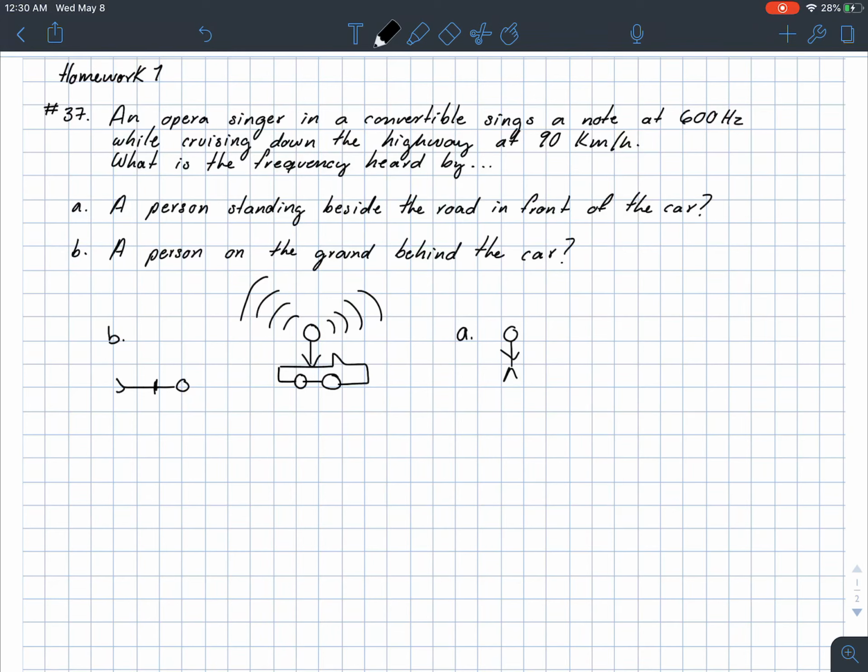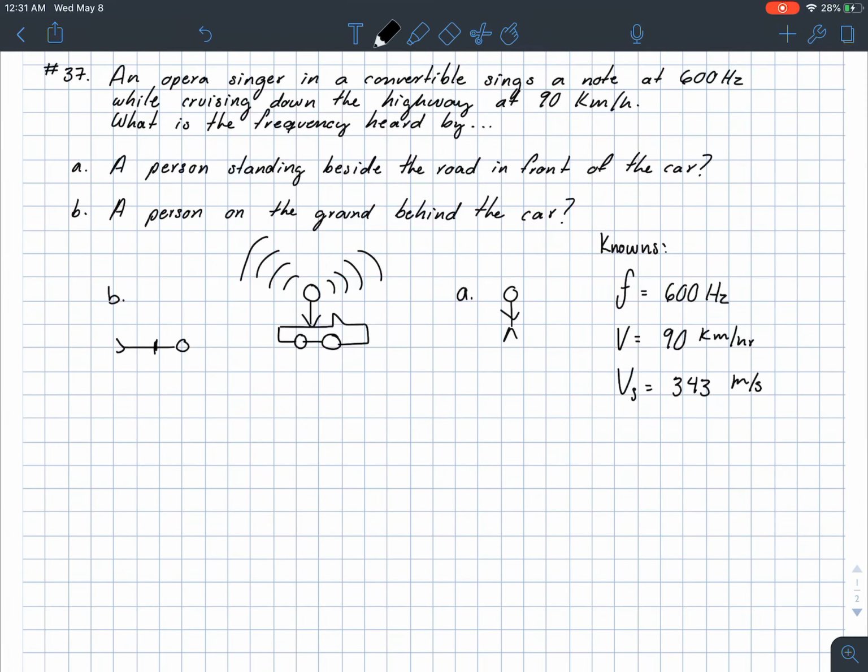We're also given in this problem a couple of knowns, and that is the frequency at 600 Hz and the velocity at 90 kilometers per hour. And one thing we should also know is that velocity of sound is 343 meters per second.